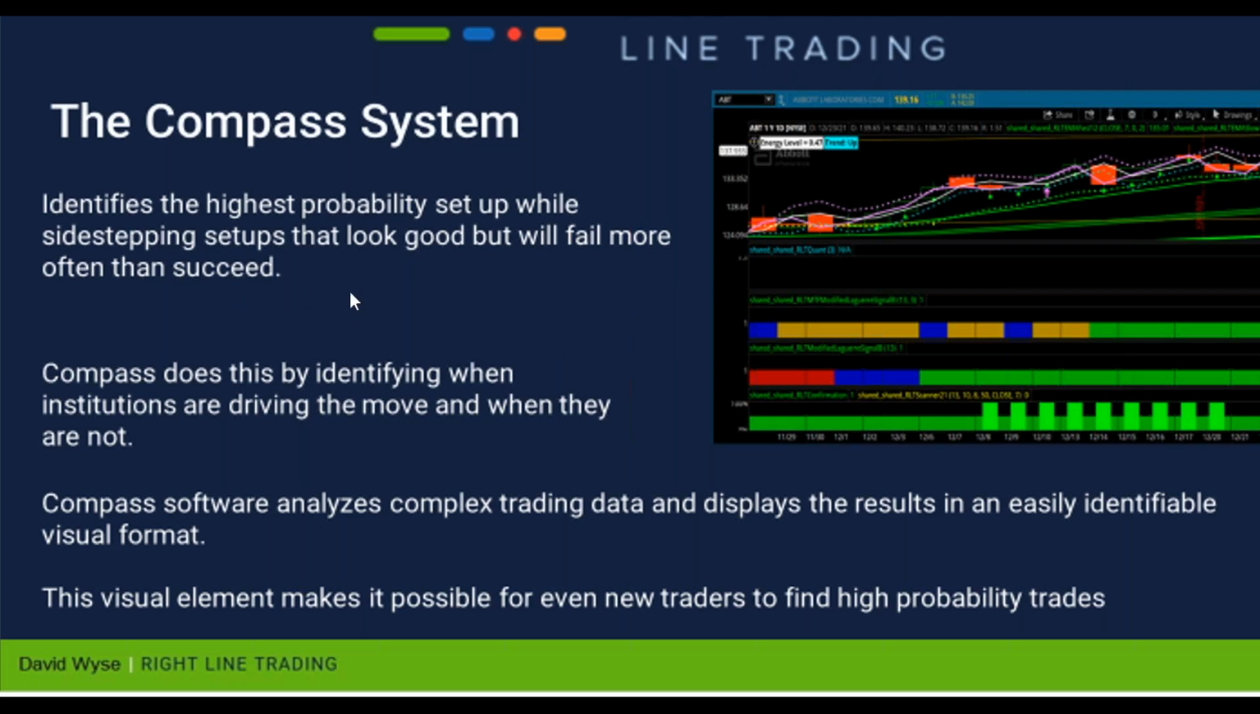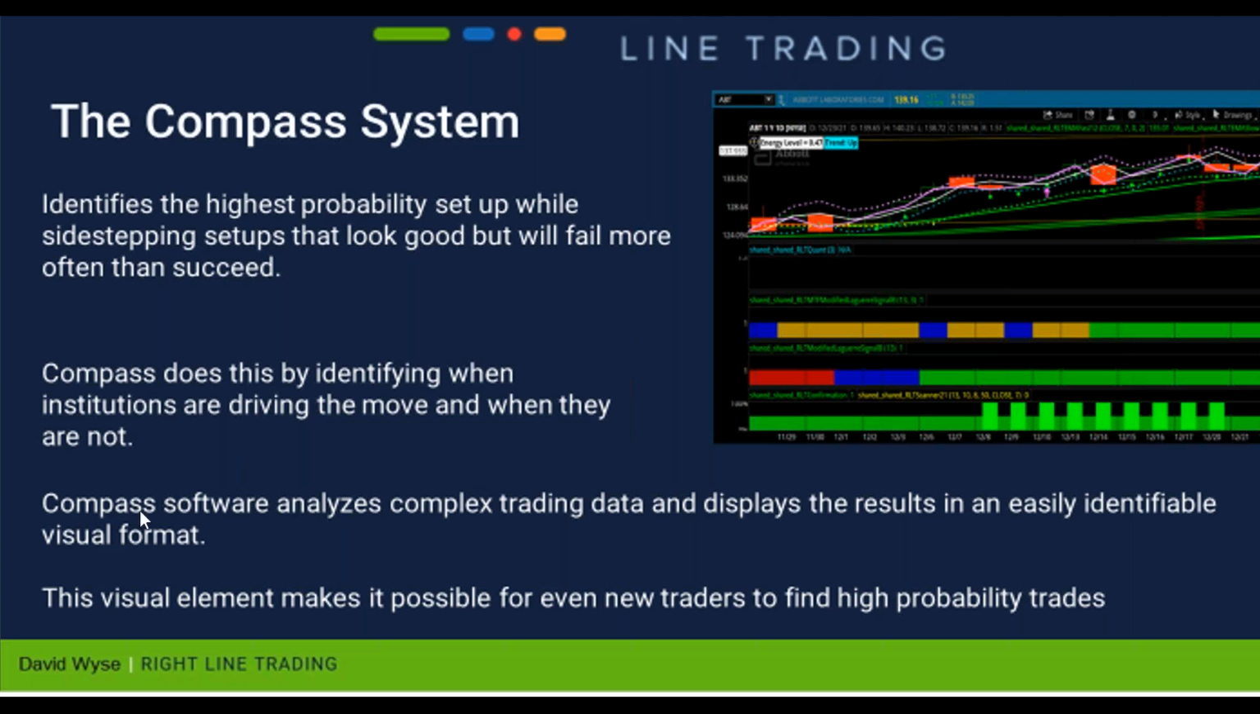And it identifies the highest probability trade setups that are available, and then it sidesteps the ones that look good but will fail more often than succeed. And this is really, really important, because we only want to be in the trades that the institutions are in. And again, this Compass system does this by identifying when the institutions are driving a move and when they're not. And we want to know when they're driving and when they're not, so we can trade that way.